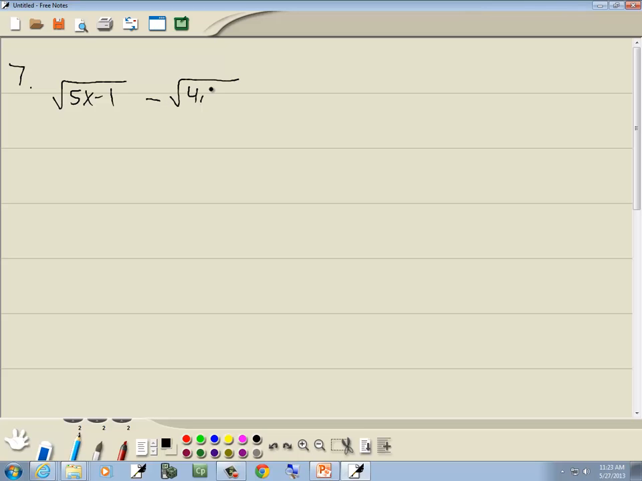Minus square root of 4x plus 5 equals negative 1. Okay. Now, first step, get a radical by itself. Now, it doesn't matter which one we get by itself. You just need to get one of them by itself. So I'm going to take this negative square root to the right side. So I'm going to have square root of 5x minus 1 is equal to negative 1 plus square root of 4x plus 5. Now notice when I move the square root across the equals, the sign in front changes, but nothing changes underneath inside the radical.